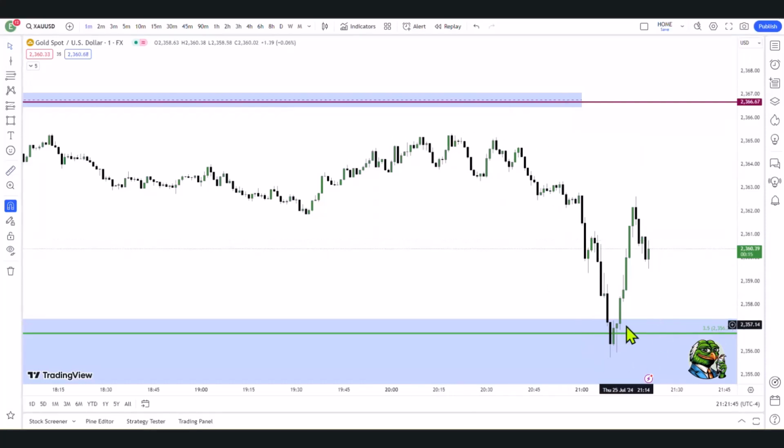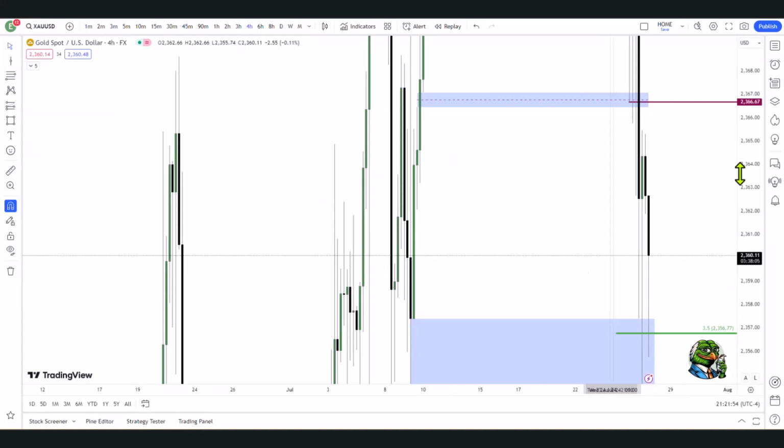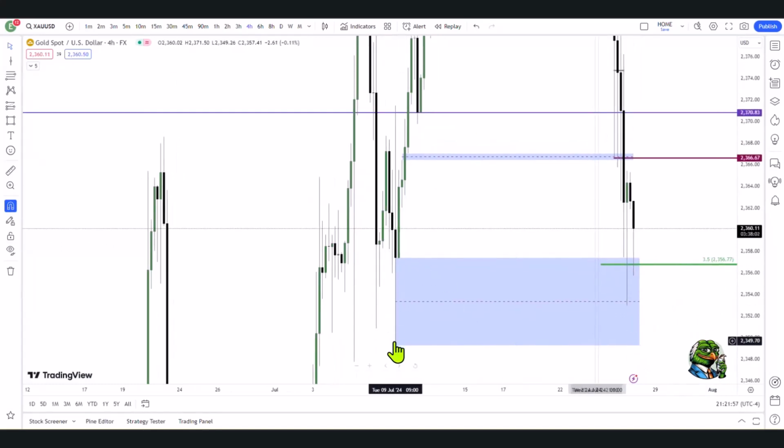This down here is, what is this? This is a 4 hourly rejection block. That's what that is on a 4 hour chart, okay? So let's look at what that is. That's this 4 hour rejection block.